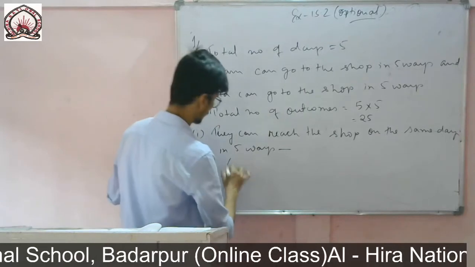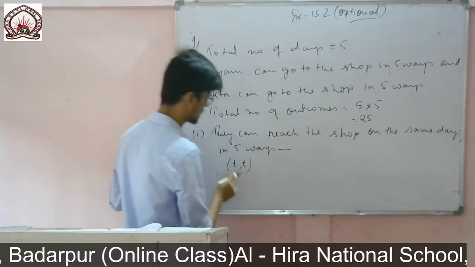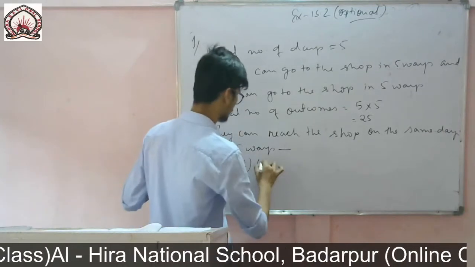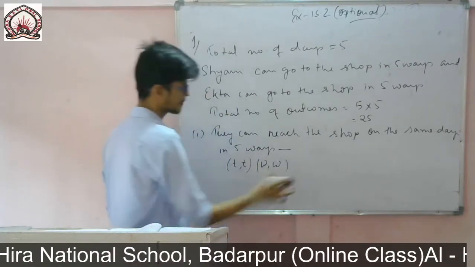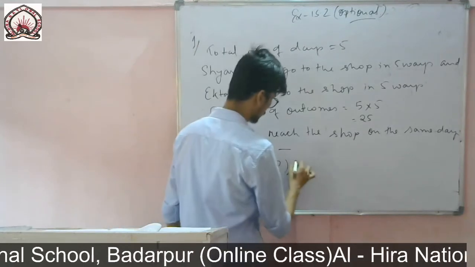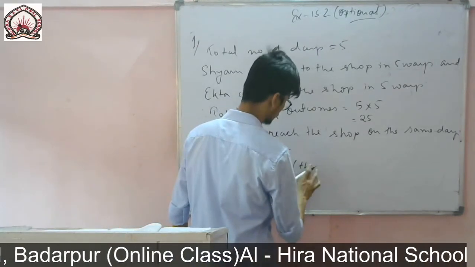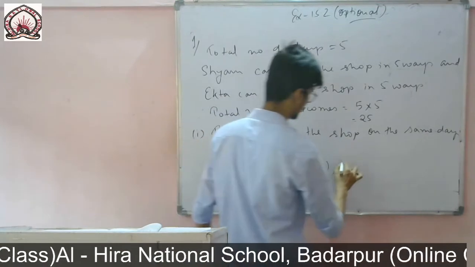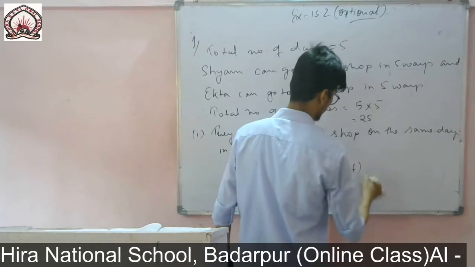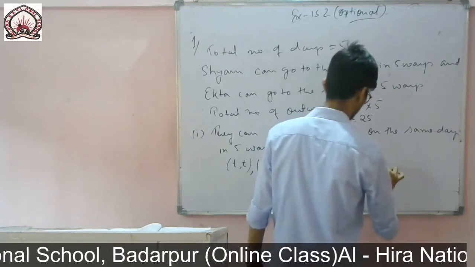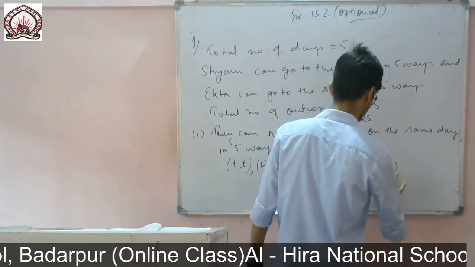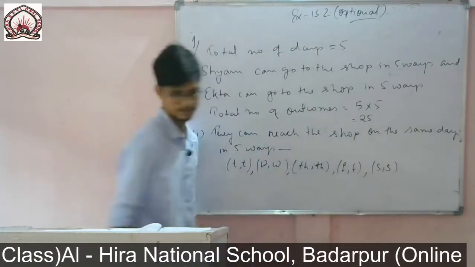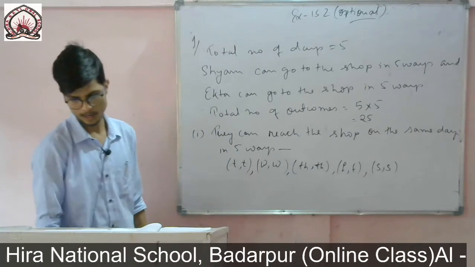Both of them can go on Tuesday, I am writing it as TT. That means on the same day they can go, or they can go on Wednesday, both of them. Or they can go on Thursday, TH, I am writing as Thursday. Then they can go on Friday, FF. Then they can go on Saturday also, SS. So how many ways? 1, 2, 3, 4, 5 ways. That means this will be the favorable outcome.